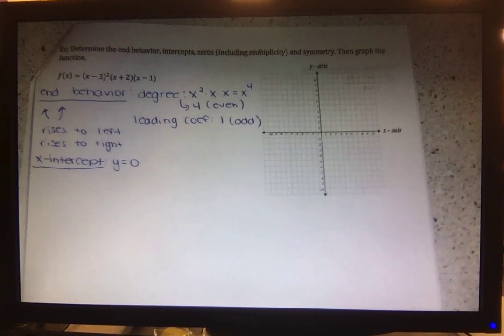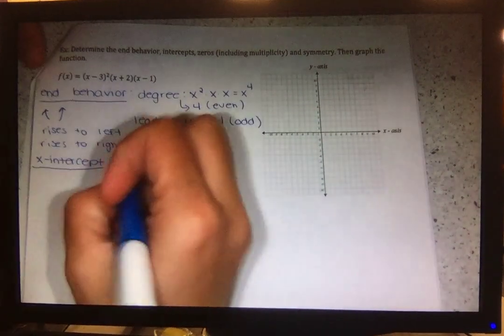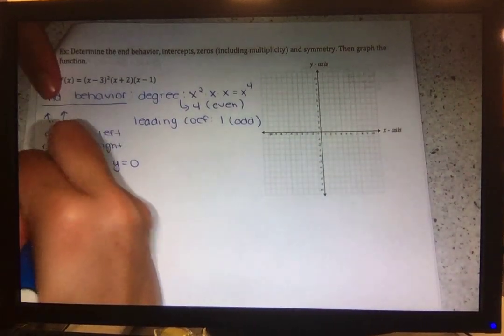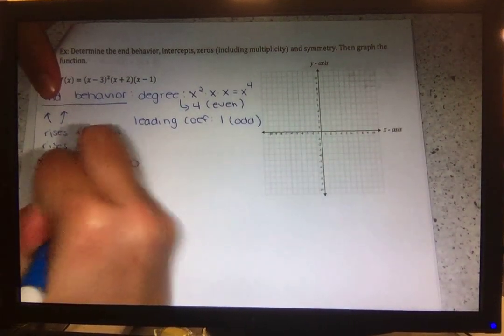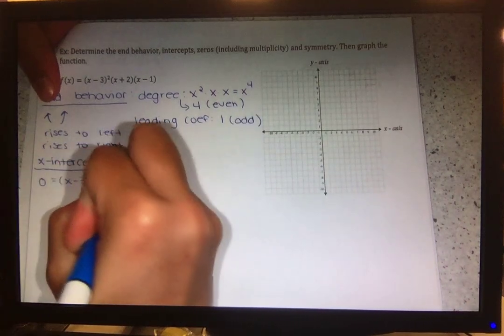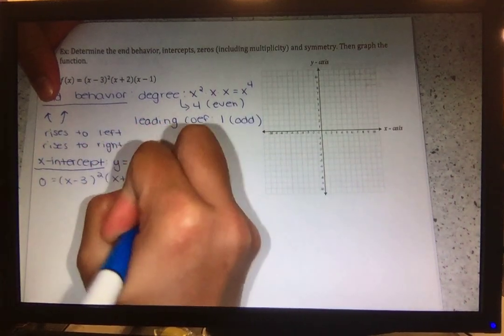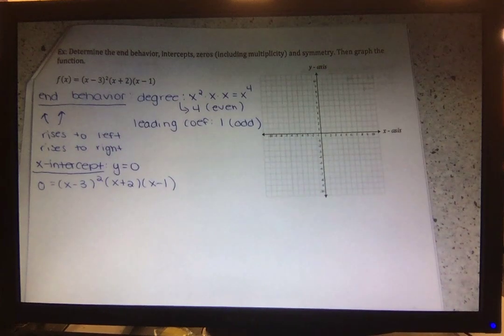Oh, it's fine. All right, so X-intercepts. That's easy. So we know for our X-intercepts, our Y value is 0. Thankfully, it's already factored for us, so they kind of did the hard part. So 0 equals x minus 3 squared times x plus 2 times x minus 1. It's already factored for us, so we're going to set each factor equal to 0.